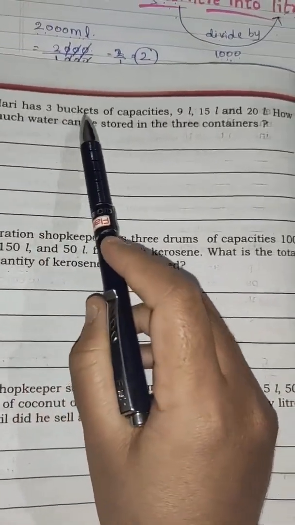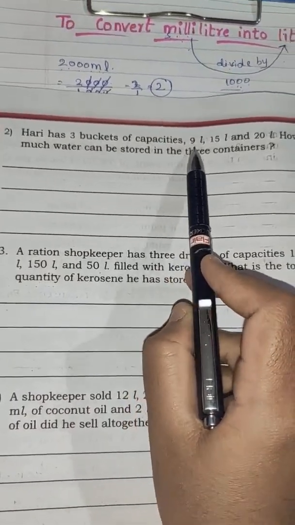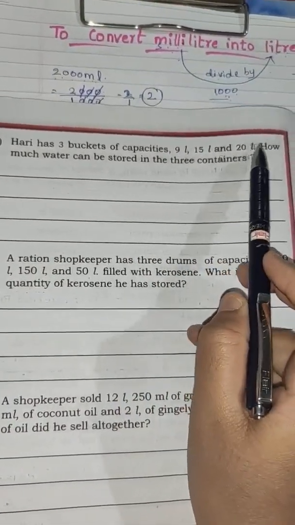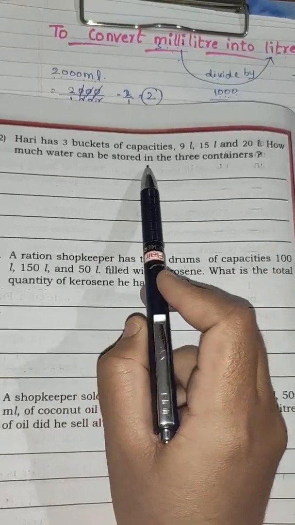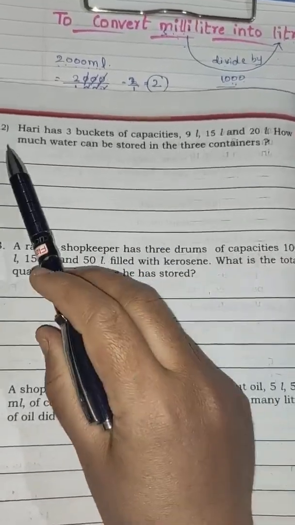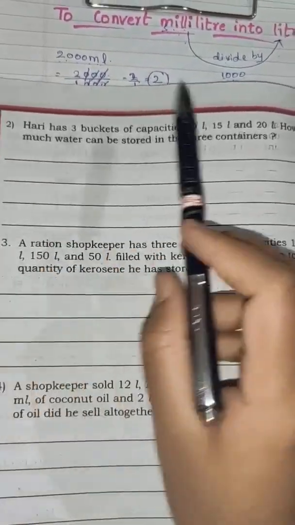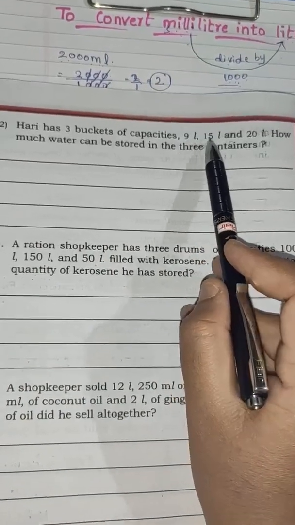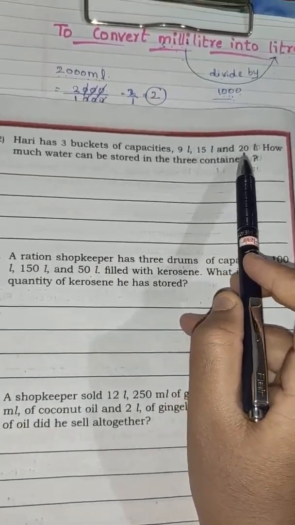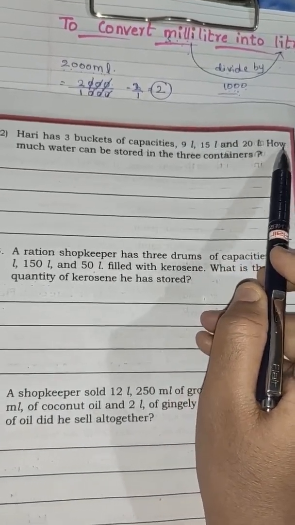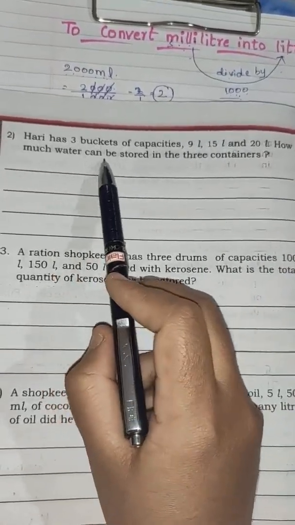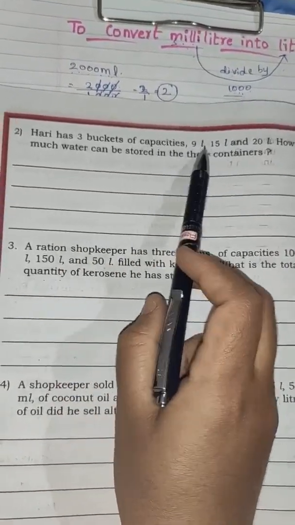Harry has 3 buckets of capacities 9 liter, 15 liter and 20 liter. How much water can be stored in the 3 containers? So Harry has 3 buckets of capacities: the first bucket 9 liter, the second 15 liter and the third bucket 20 liter. Now you have to calculate how much water can be stored in these 3 containers.